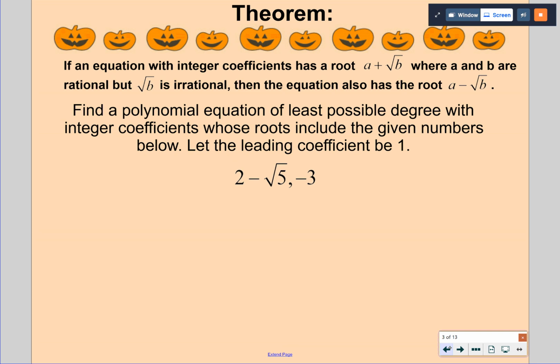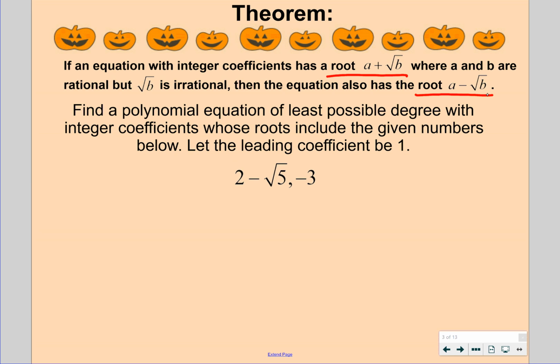All right, so we have a theorem that says if you have a root, a solution of a plus square root b, these will always come in pairs. You will also have a root of a minus square root b. These are conjugate pairs is the word that we use. Conjugate means same terms, different sign between them, 1 plus, 1 minus. It's important because you might see problems like this where they give you one of the 2 pairs, like 2 minus square root 5, and you have to know that there's another root that's missing.